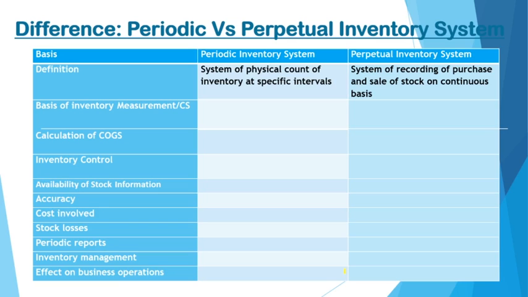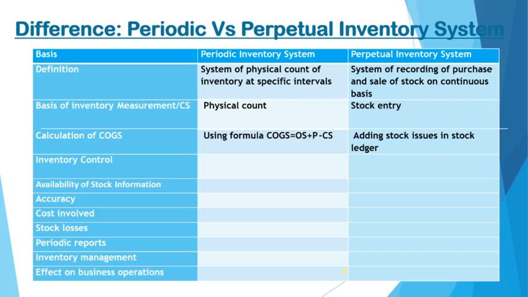Then what is the basis of inventory measurement or closing stock? In case of the periodic system, it is physically counted. Whereas in case of the perpetual system, it's a stock entry. You just look at the entries and get the balance, that is the updated balance. Okay, now how to calculate the cost of goods sold? In the periodic system, cost of goods sold is the balancing figure, because you first calculate the cost of closing stock and then you measure cost of goods sold with the formula. Whereas under the perpetual system, you have actually valued the stock issues at the time of each issue. So by adding the stock issues, you can determine the cost of goods sold. But it is again a stock entry.